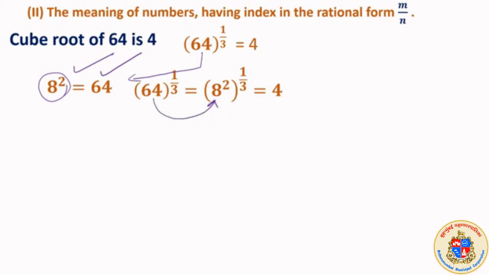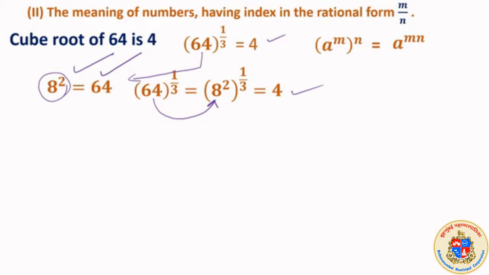It becomes like this. आपको वीडियो स्टॉप करके समझ के जाने को परमिशन है. And we know that the answer is 4. Correct? Then we have studied a law in indices: 8 to the power of m, whole power n. 8 to the power of m to the power of n means 8 to the power of m into n. So that we can apply here.